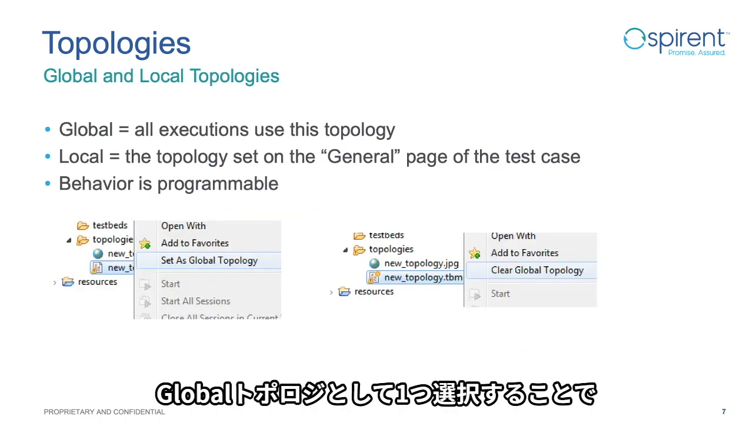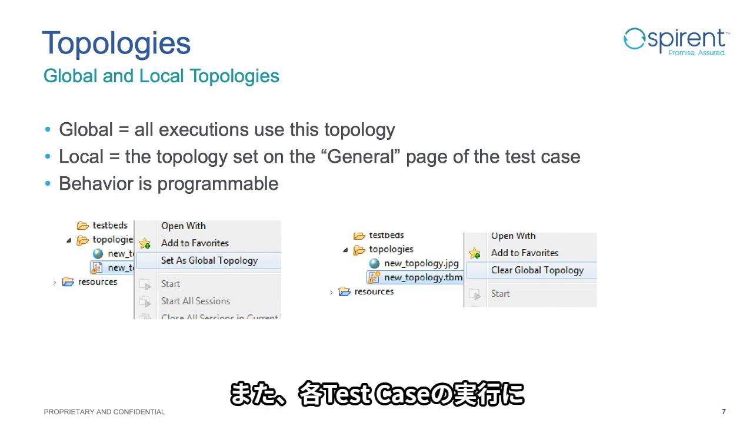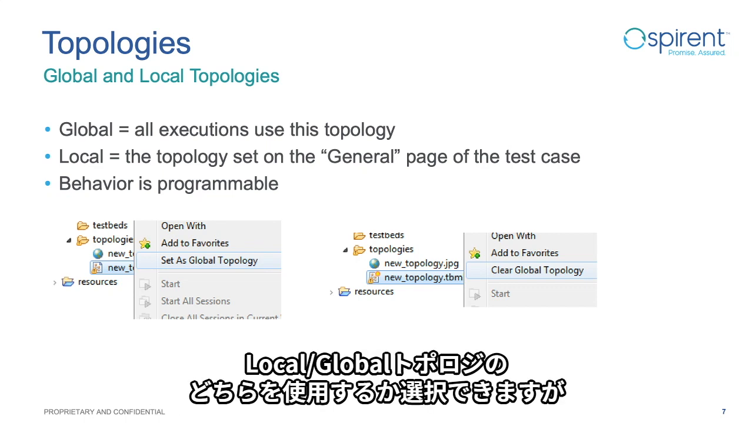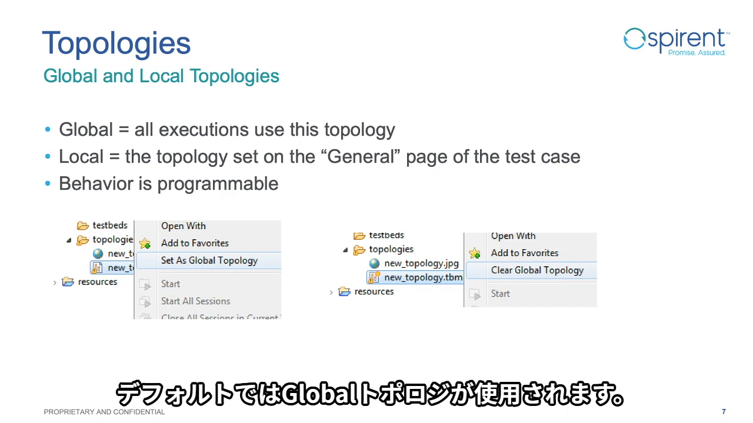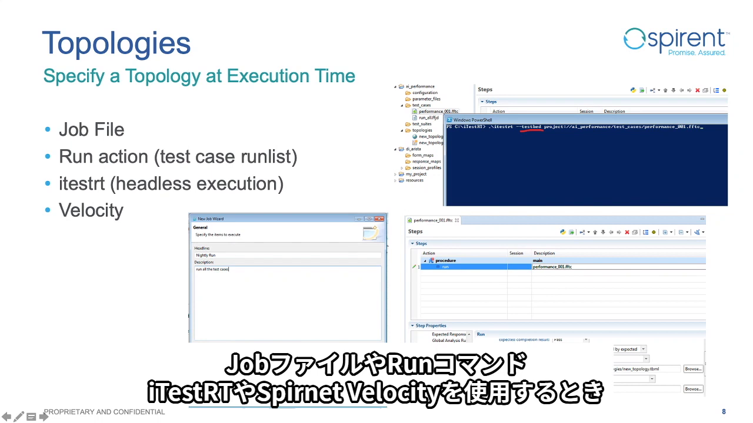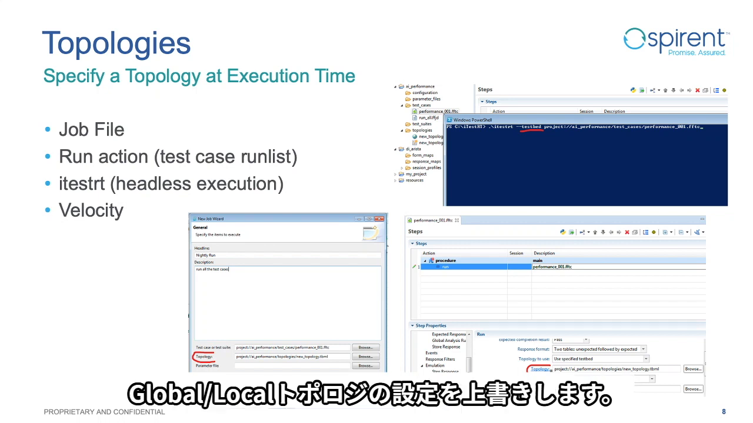You can choose one topology at a time to be the global topology, allowing any test case execution to use that topology. Also, each test case can be configured to use a local topology. You can configure which topology will be used when a local and global are both set, but the default is to use the global. Using jobs, run lists, iTest RT, and Velocity, you can choose which topology to use at runtime, which overwrites the global and local topology settings.